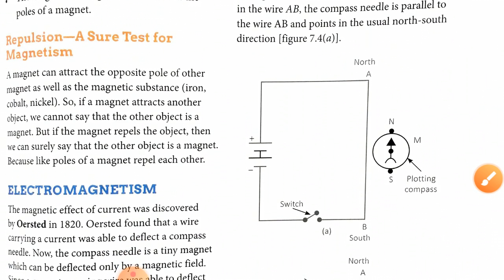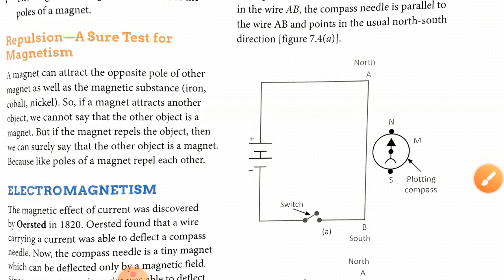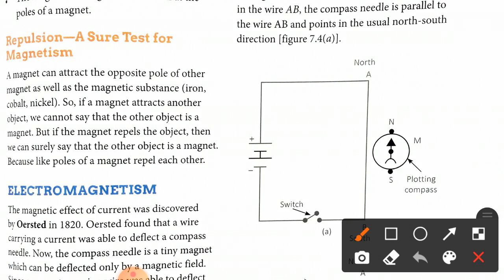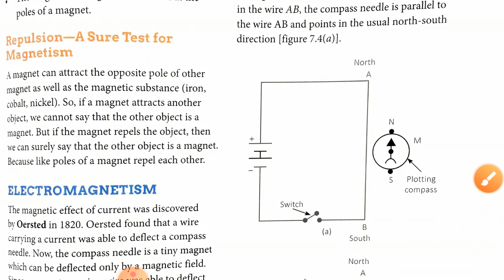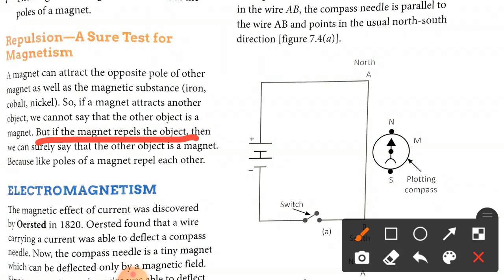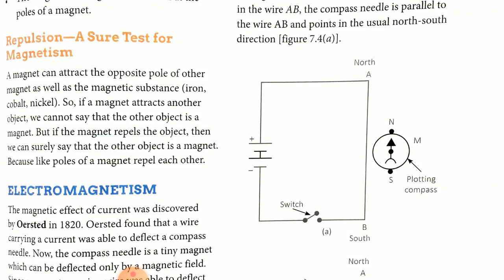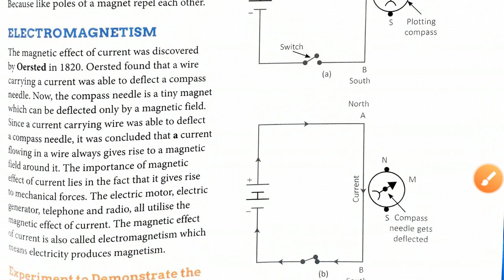Now we will come to repulsion, a sure test of magnetism. A magnet can attract the opposite pole of another magnet, as well as magnetic substances like iron, cobalt, and nickel. So if a magnet attracts another object, we cannot say that the other object is a magnet, but if the magnet repels the object, then we can surely say that the other object is a magnet, because like poles of a magnet repel each other.